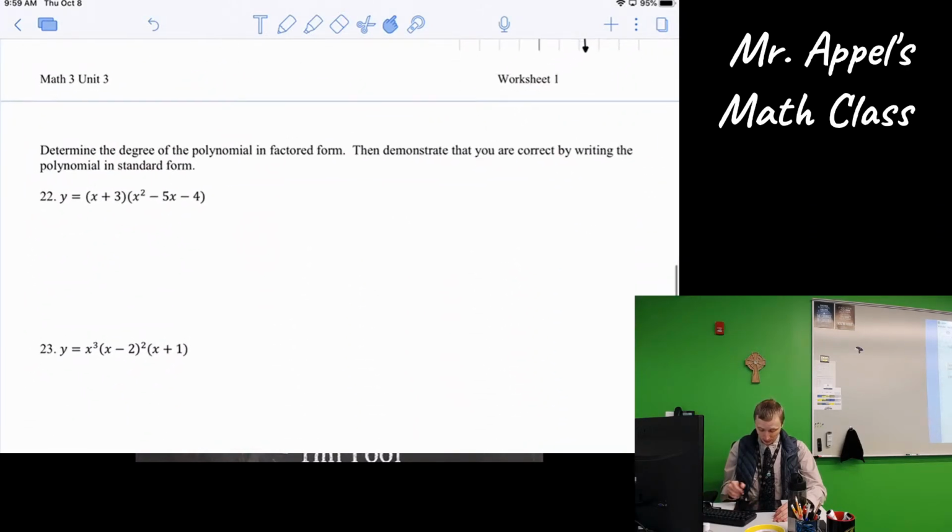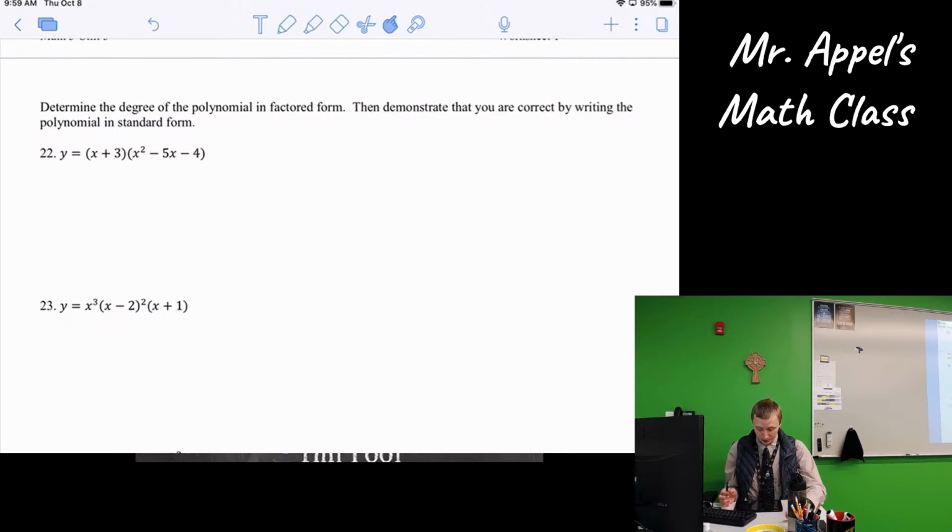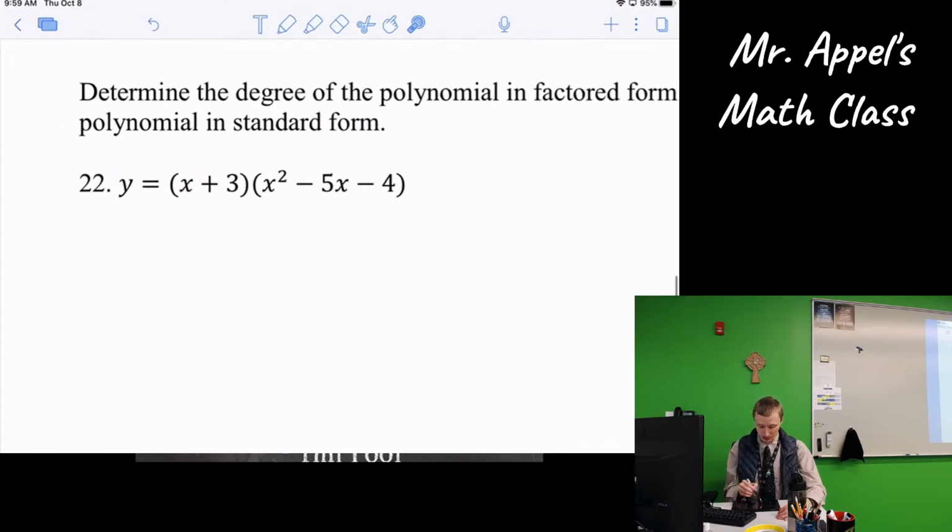And then page 3, determine the degree from factored form. Okay, you're going to have to look ahead and say, if I distribute and start multiplying, what is the highest power I'm going to end up with? Determine that first. Do a little mental check. If I did this multiplying, what would I get? That would be the biggest one.